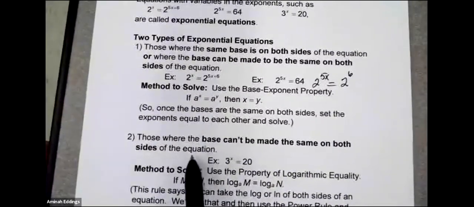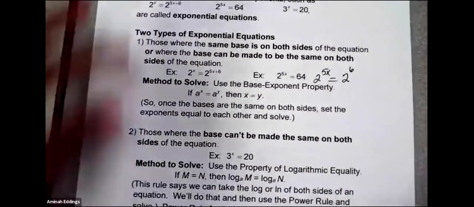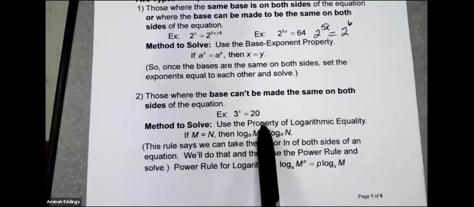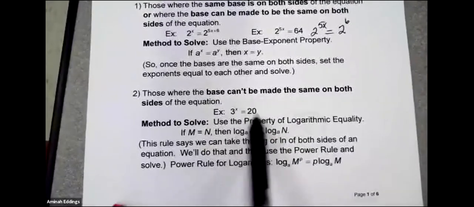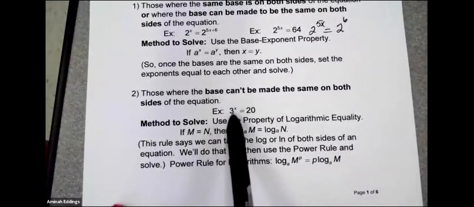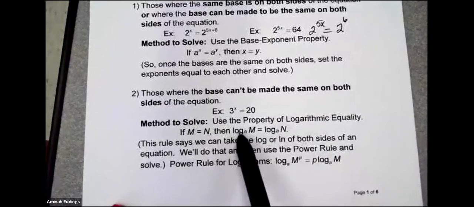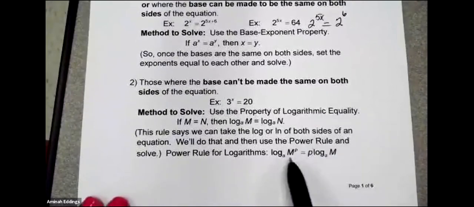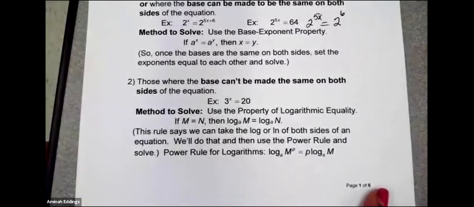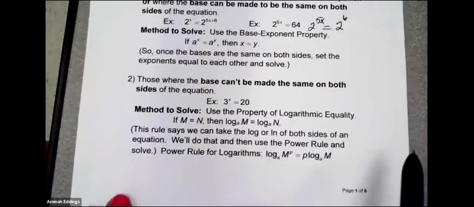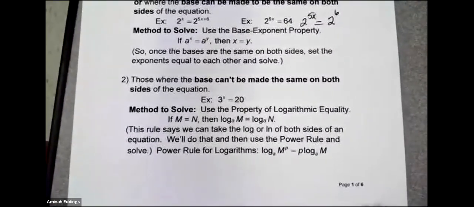The second type of exponential equation we have is when our bases cannot be made the same. So for example, 3 to the x power is 20. There is no way that I can make these bases the same and still be able to solve it. And so what I will use here is what's called the property of logarithmic equalities. This rule says that I can take the log or the natural log of both sides and it still remains equivalent, and then use my power rule, okay? And we're going to work some examples in just a moment.